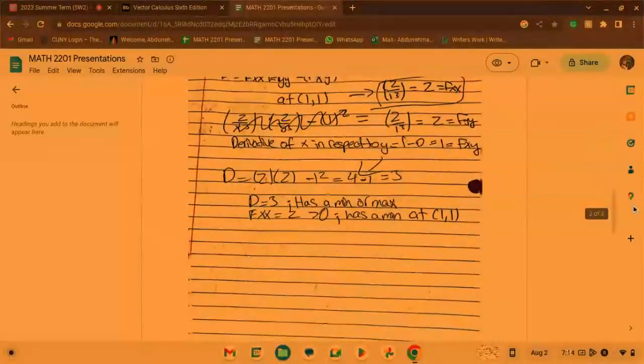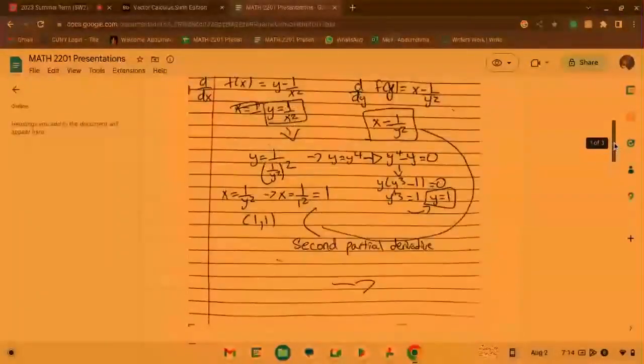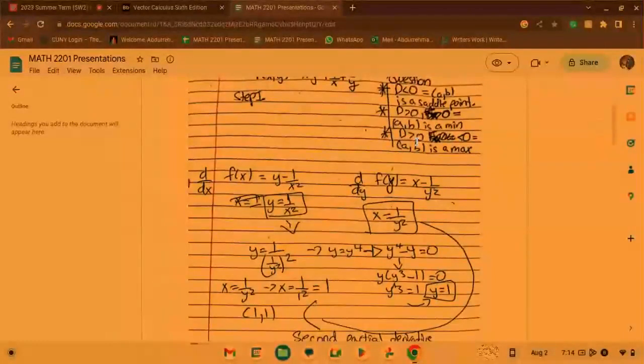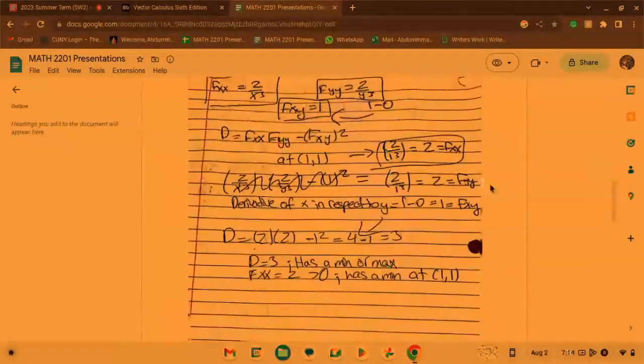So then the notes say that if the second partial derivative in terms of x is greater than 0, it's a min. If it's less than 0, it's a max. So here we can see it's greater than 0. So it has to be a minimum. So the final answer of the whole question is that yes, it has critical points. There's no saddle points, and the minimum is at the critical point (1, 1).